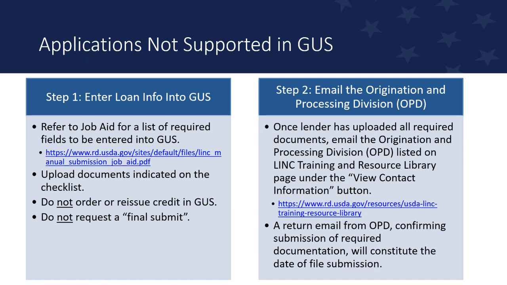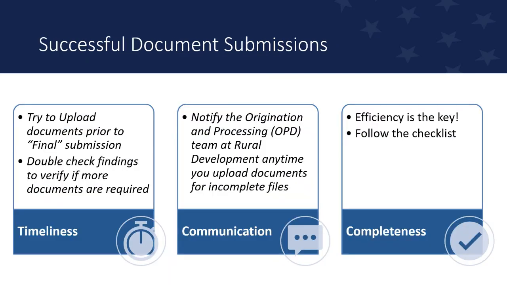At this point, you stop. You will not order or reissue credit in GUS, and you will not finalize the submission of the file either because the applications are not supported in GUS. So once the documents are uploaded, then you email the Origination and Processing Division, or OPD, to let them know you have manually submitted a file. You'll want to include the GUS application ID number, the applicant's name, and the property address. You'll receive a return email from OPD that will confirm the file submission date.